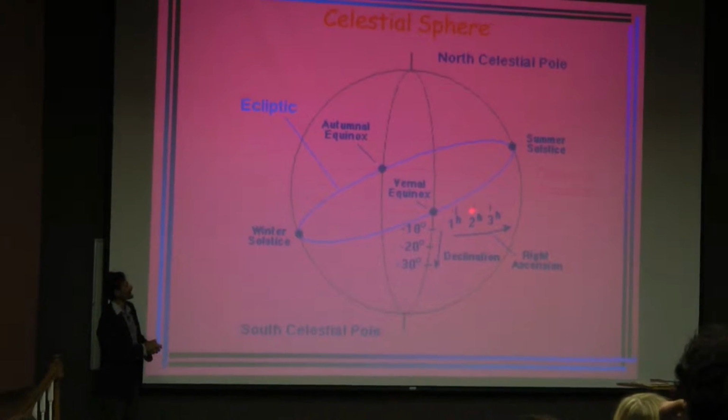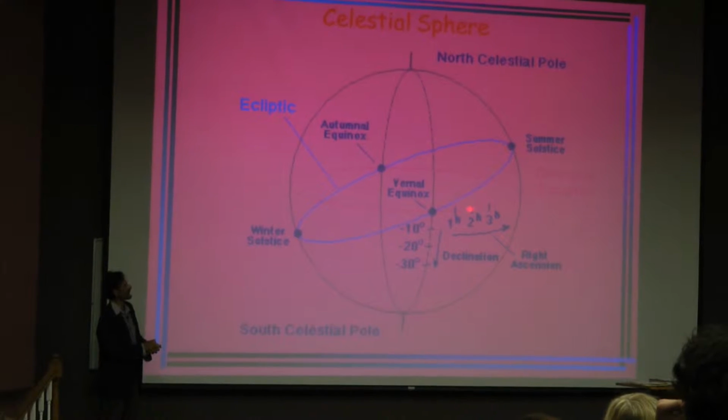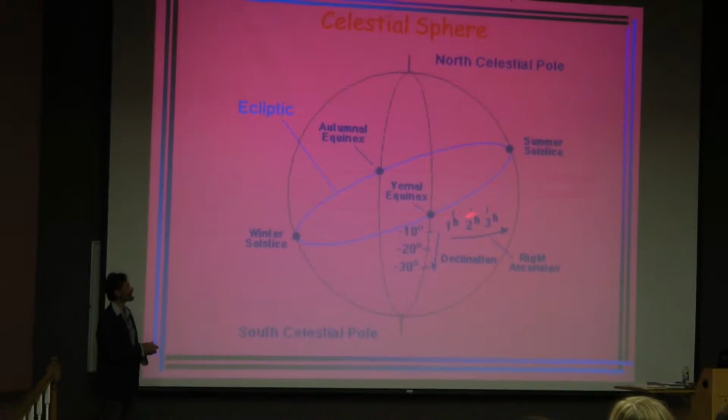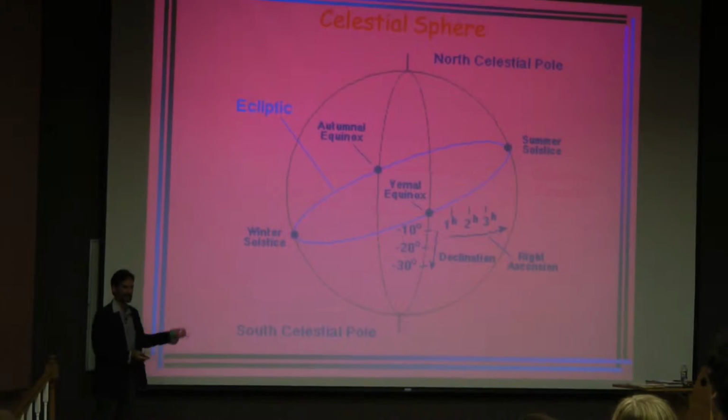So if we actually keep our eyes on that point, we identify a certain star. If we just keep looking at that point in the sky, we won't keep seeing that star because the diurnal motion will take it away, right?